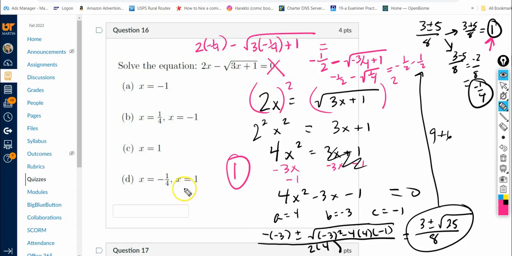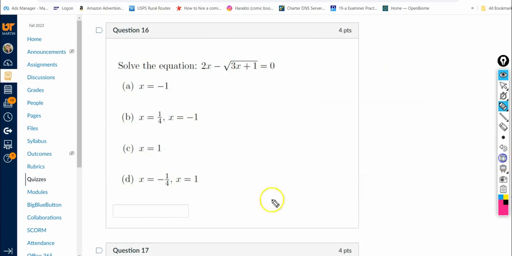And that does not fit. That does not work. That is extraneous. I only have one solution, and it's x equals 1. So my answer is going to be C.